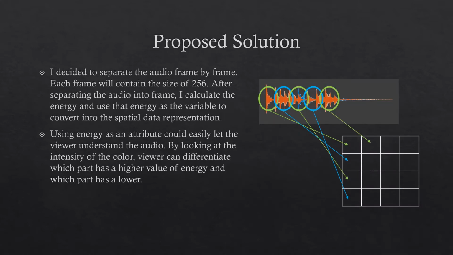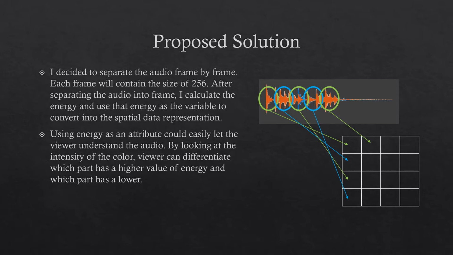For my proposed solution, I decided to separate the audio into frames, and each frame will have a size of 256. After separating the audio into frames, I calculate the energy and use the energy as a variable to convert it into a spatial data representation. So here, as you can see, this is the idea: the data is separated by frame, and then for each frame, the energy will go through each row, until the row is finished, then it will go to the next column.